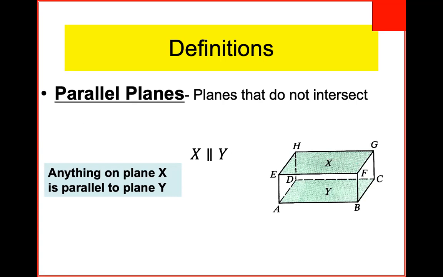Basically, they're comparing a plane to a shape of some sort. What they're saying is, if you have two parallel planes, then any shape on one of the planes is parallel to the plane of the second one. Don't confuse this with anything on the first plane being parallel to anything on the second plane.